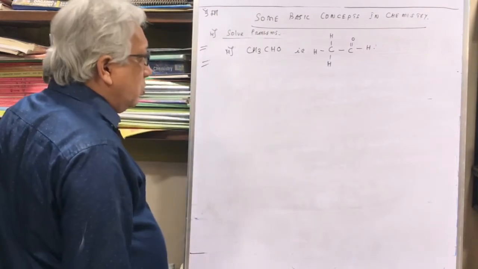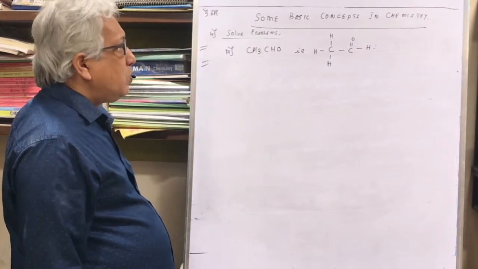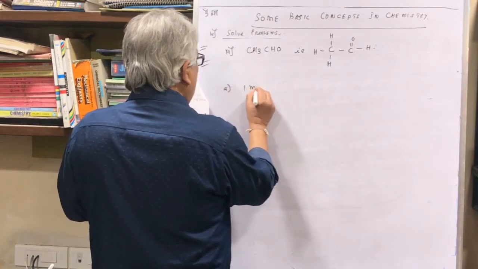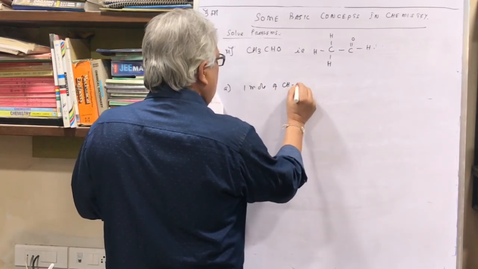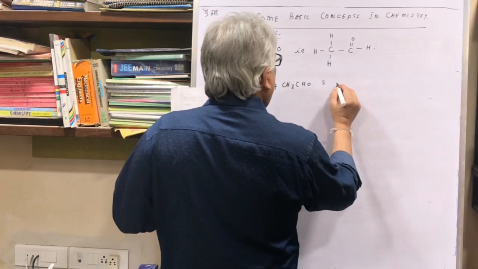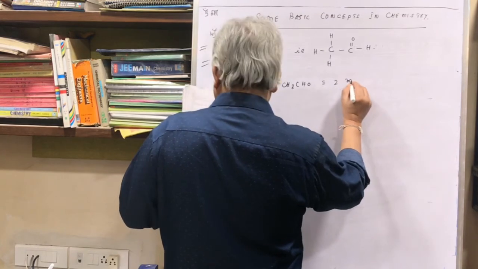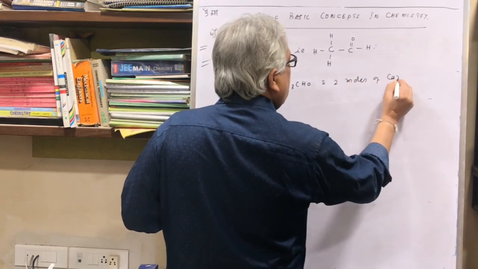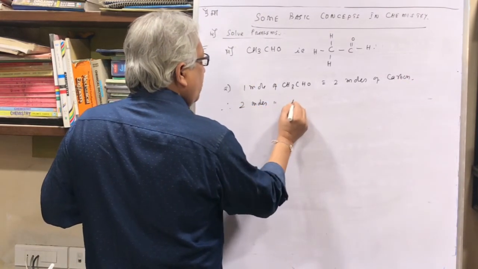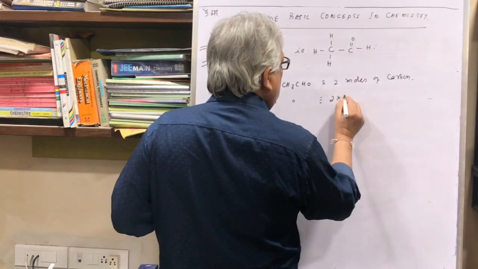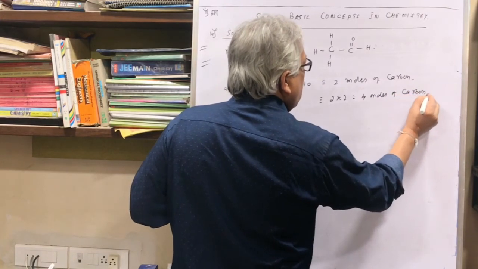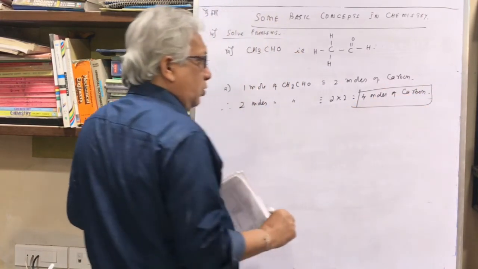So, there are how many carbon? 2. How many hydrogen? 1, 2, 3, 4. And how many oxygen? 1. So, I would say point A, 1 mole of CH3CHO corresponds to 2 moles of carbon. Therefore, 2 moles of acetaldehyde will correspond to 2 into 2, that are equal to 4 moles of carbon. So, number of moles of carbon is 4.